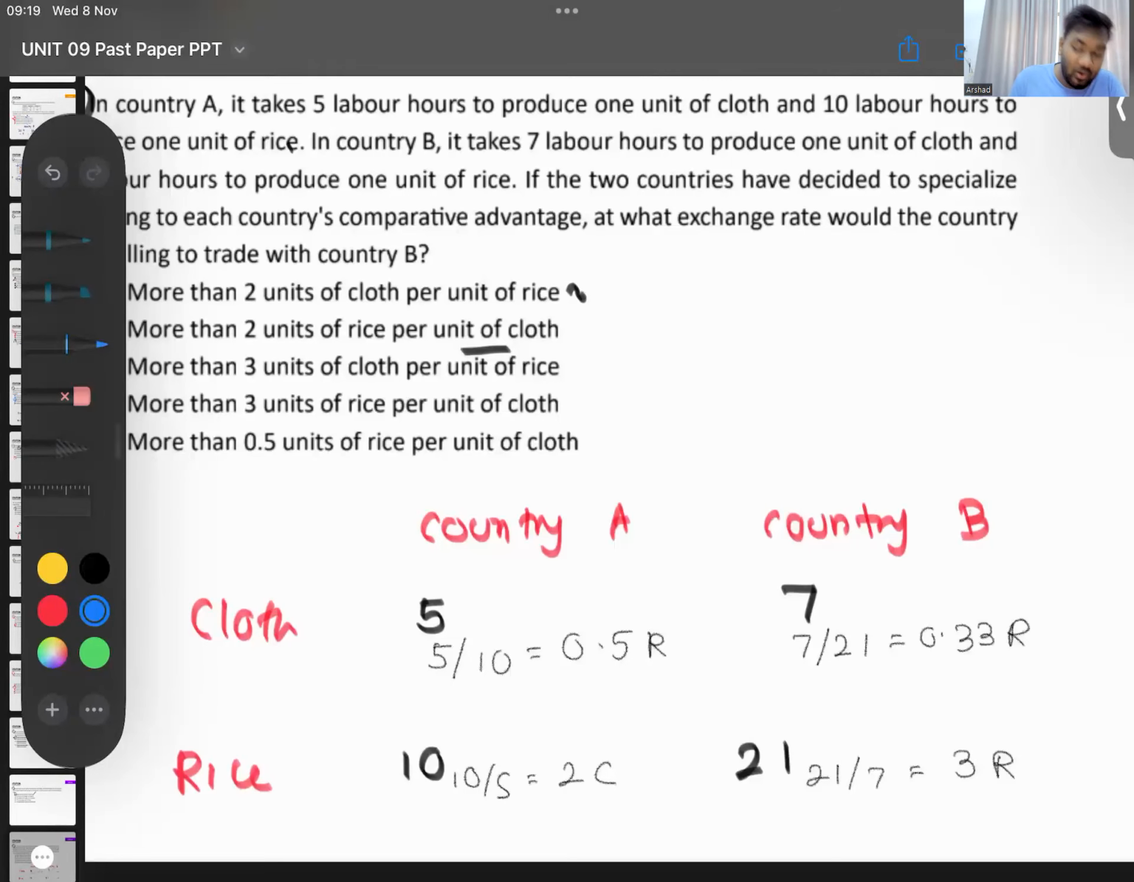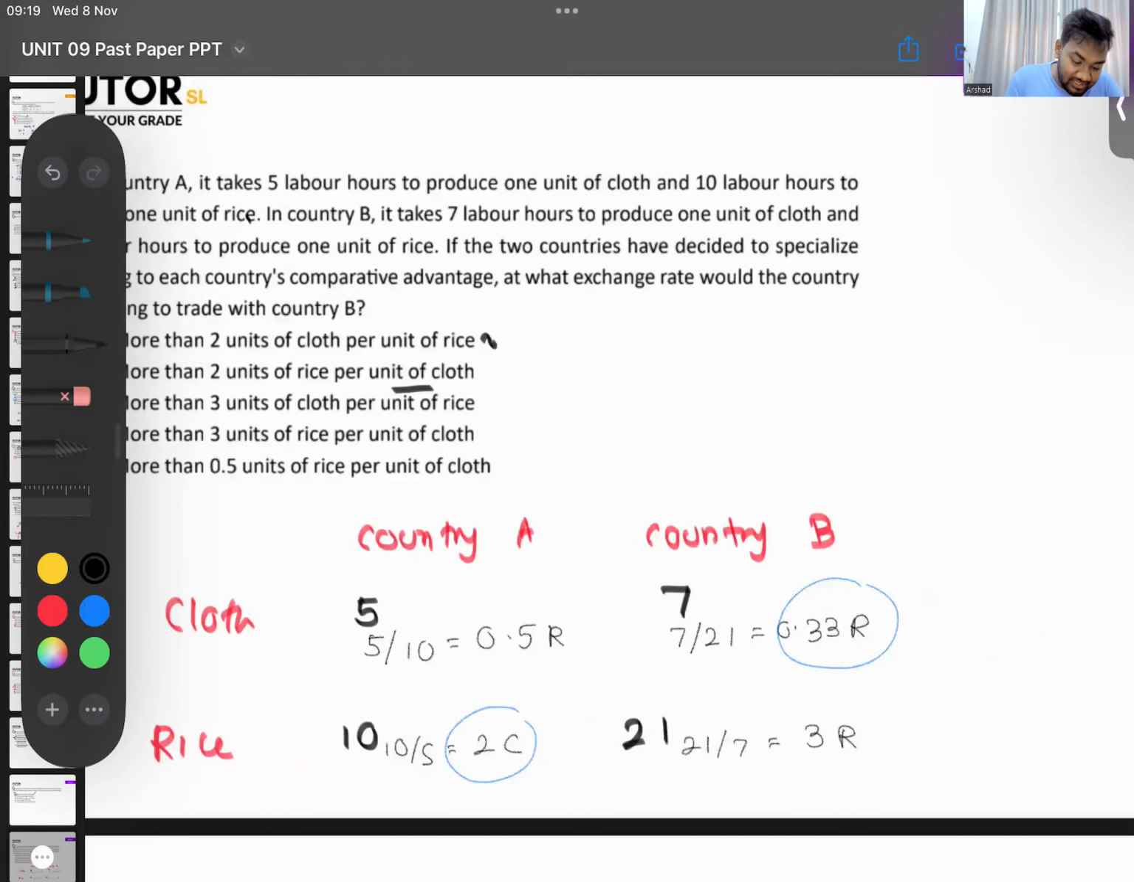Okay. Tell me who has the comparative advantage. Cloth we will take, country A and B. Country A's opportunity cost is 0.5 rice. Country B's opportunity cost is 0.33 rice. So who has the comparative advantage for cloth? Country B. Who has the comparative advantage for rice? Country A. Right. So now tell me how to get the exchange rate.